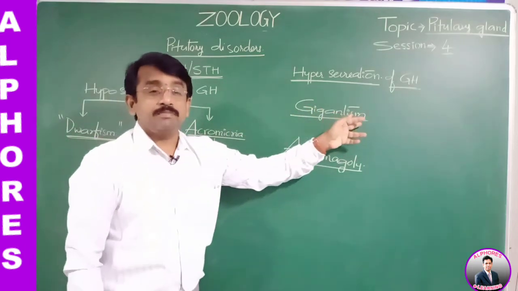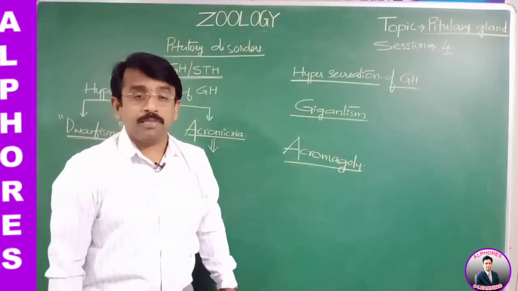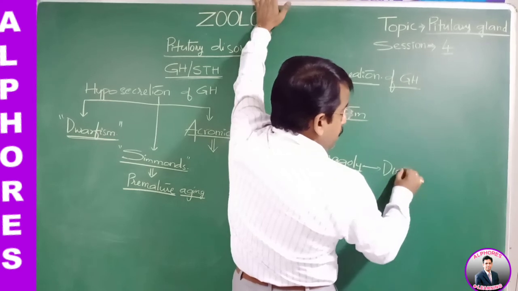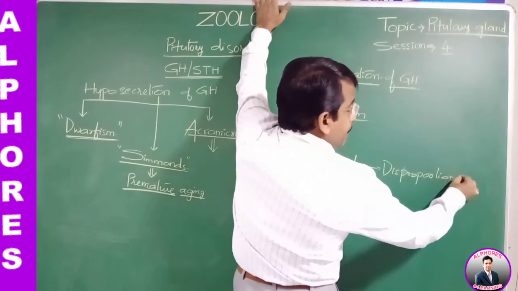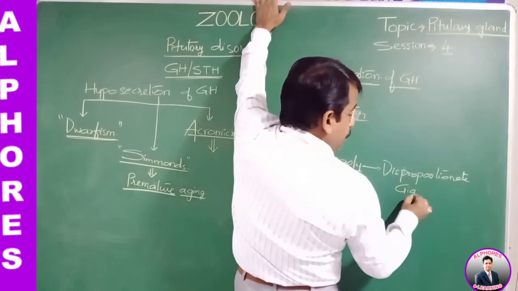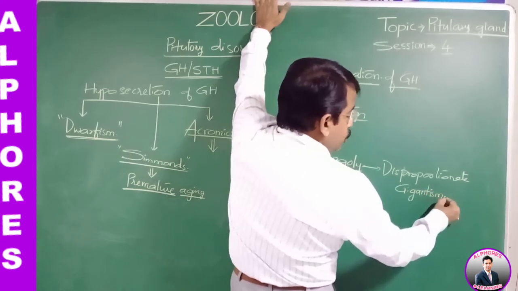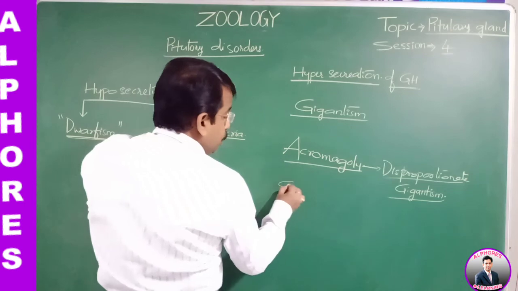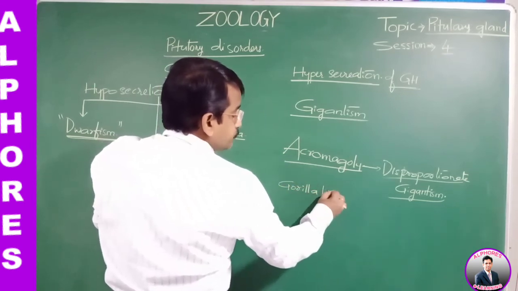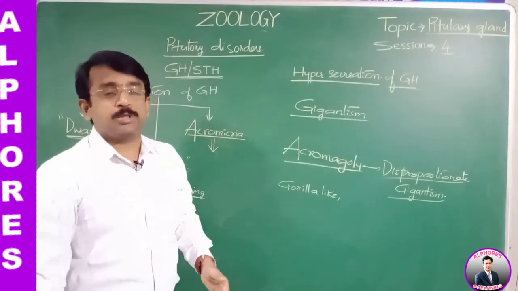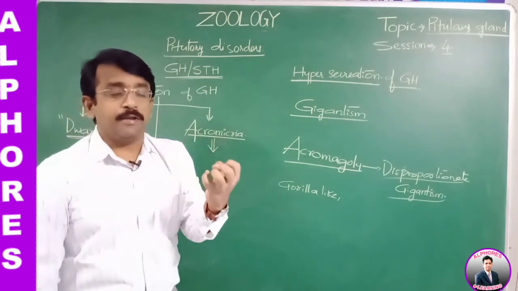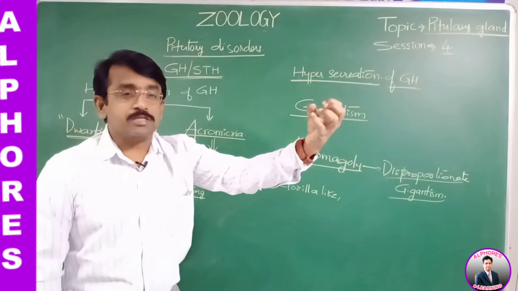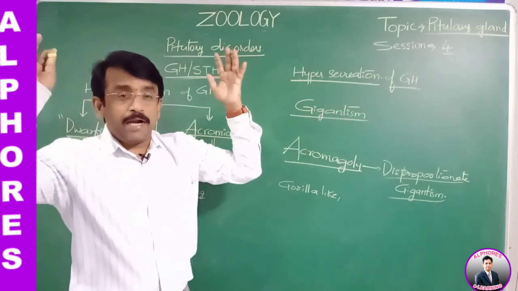That is gigantism. Whereas acromegaly is said to be disproportionate gigantism. What do I mean by this? The body is gorilla-like, with disproportionate body parts. The lips are swollen and protrusible, the nose is large, the eyelids are protruded, and the head is like a gorilla.